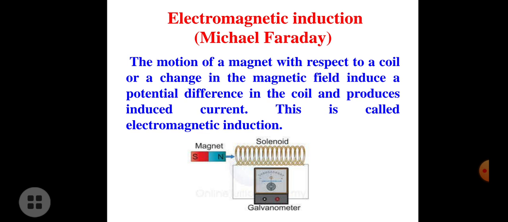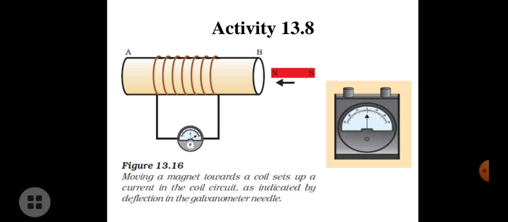Michael Faraday told us that the motion of a magnet with respect to a coil, or a change in the magnetic field, induces a potential difference in the coil and produces induced current. This is known as electromagnetic induction. So let us understand this phenomenon with the help of Activity 13.8 given in your NCERT book.